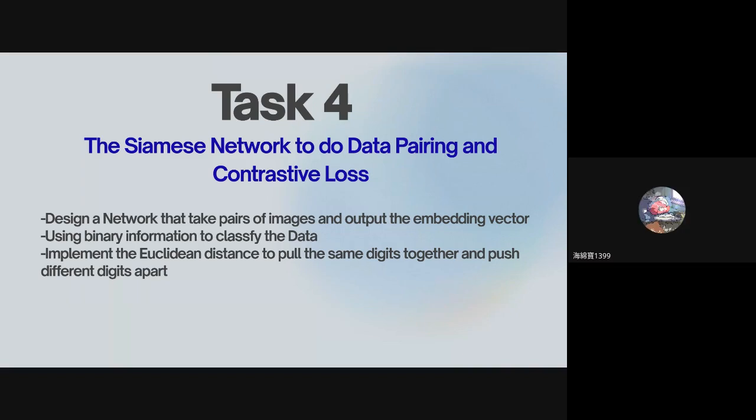So my part is to do the Siamese network, the data pairing and contrastive loss. First, we need to design a network that takes pairs of images and outputs embedding vectors, using binary information to classify the data into different categories, and implement the Euclidean distance that puts the same digits together and pushes the different digits apart. Okay, next page.